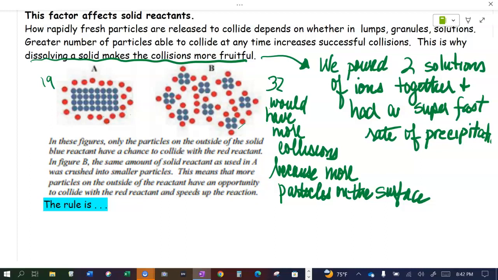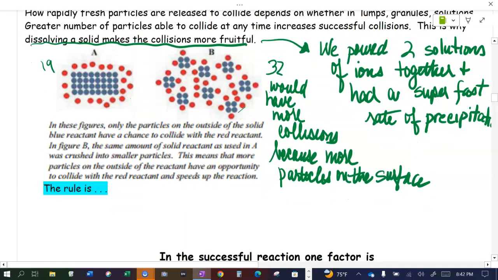So, 19, there are 19 particles of the reactant that can react with this, whereas there are 32 over here that could react with the blue reactant. I may have misspoken before.